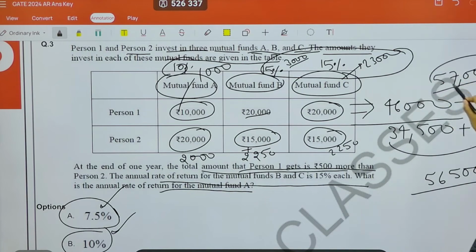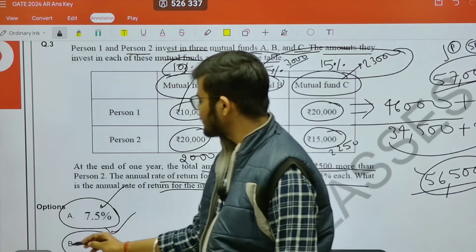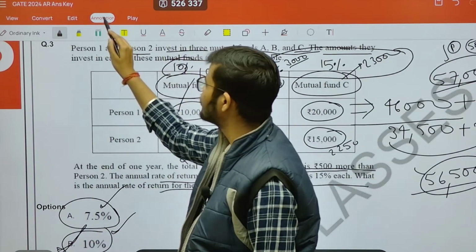Person 1 is getting 57,000, the other one is getting 56,500, and person 1 is getting 500 extra amount than person 2. So that means option B is going to be the correct one for question number 3.